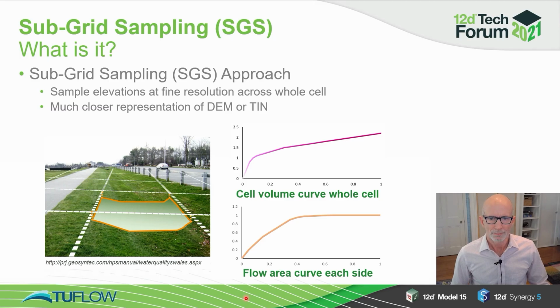And so what subgrid sampling is, it's basically, instead of just sampling single elevations at the centers and the mid sides, we're actually taking a high resolution sampling across each cell. Then instead of using a single point, giving a rectangular section on the sides and a square tub approach, we actually generate a relationship or curve, which is effectively the cell volume with height and also the flow area for each cell side.